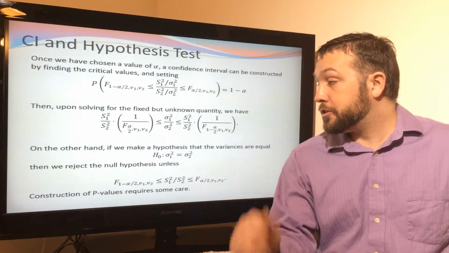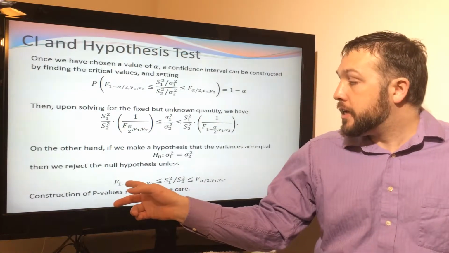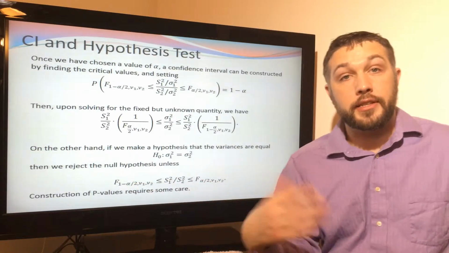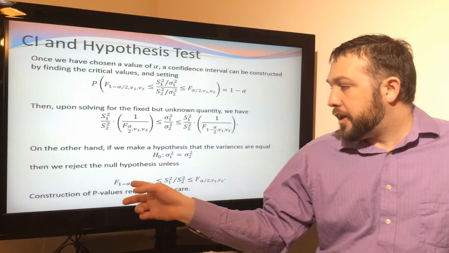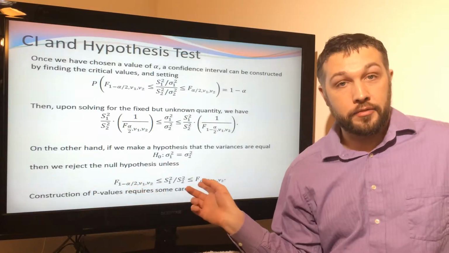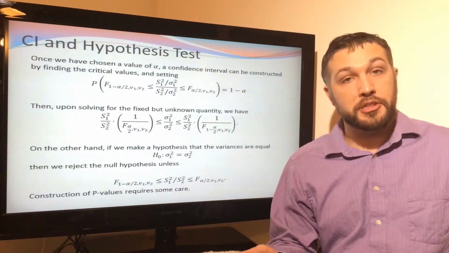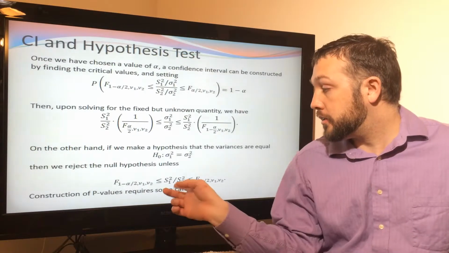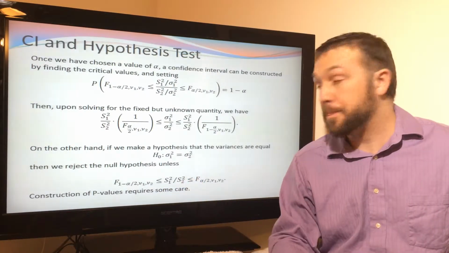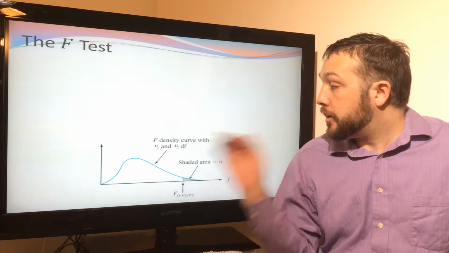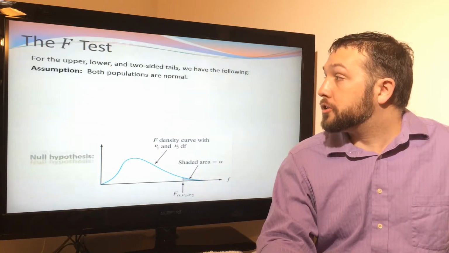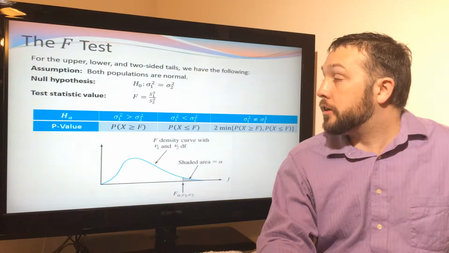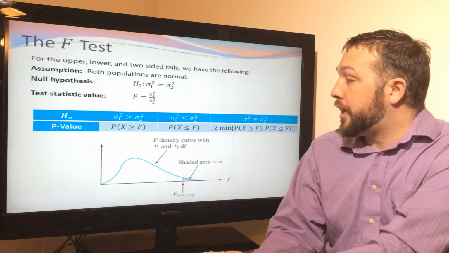Okay? Now, p-values require some care because if you think about how this might be different than the z-test and the t-test, it's the fact that this value here is not simply the negative of this value. We've lost the symmetry, and that's again due to the fact that this quantity is never negative. Okay? So, we've got our picture here, and let's think about what sort of hypothesis testing we would have.